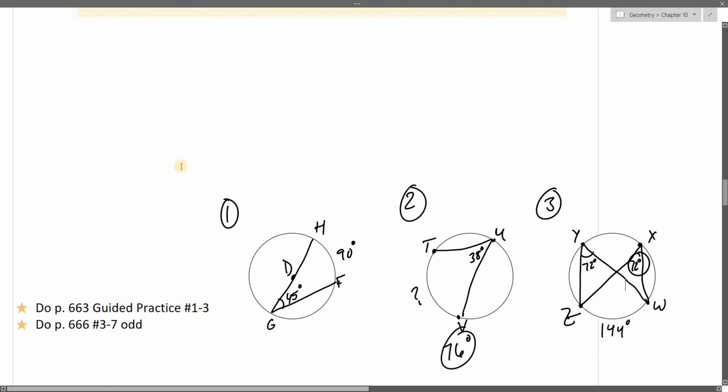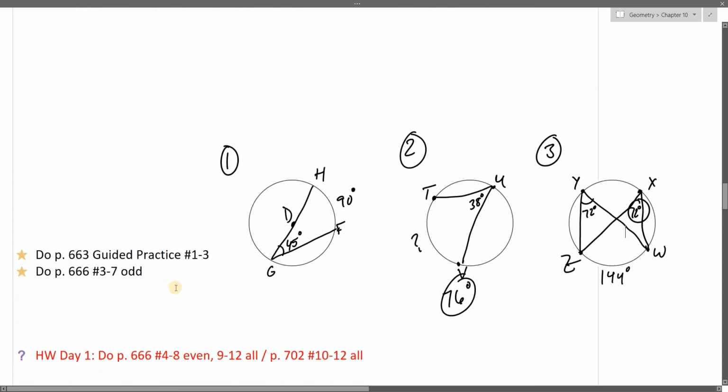Today you're going to be doing a lot of extra work, so you'll notice page 666. You're going to be working on numbers 3 through 7 odd. Take a moment, pause the video, and get those done. And then your proctor can read you some answers, but we'll be on page 666 for the remainder of our time.